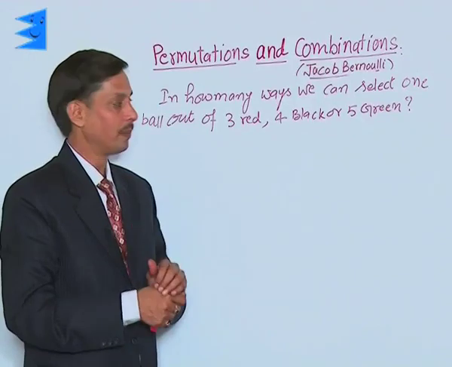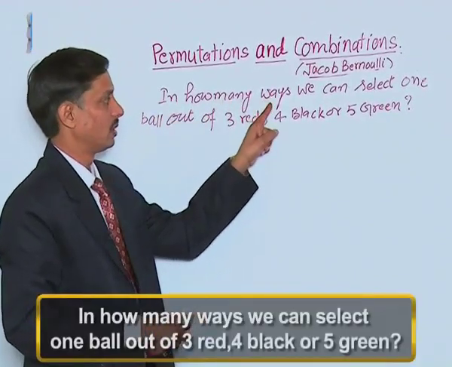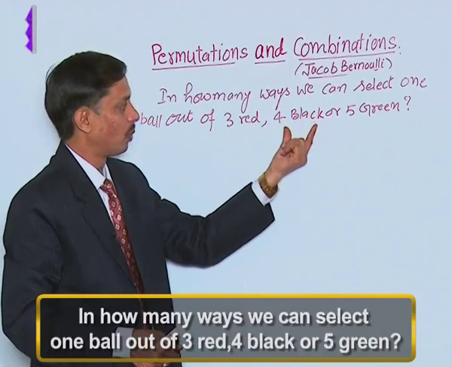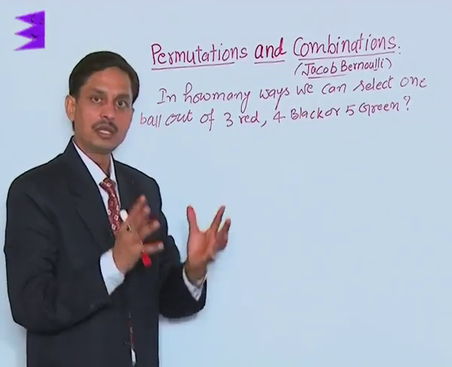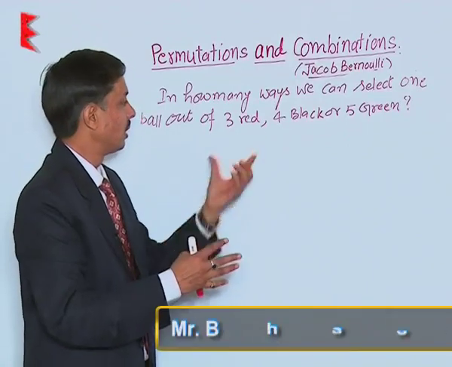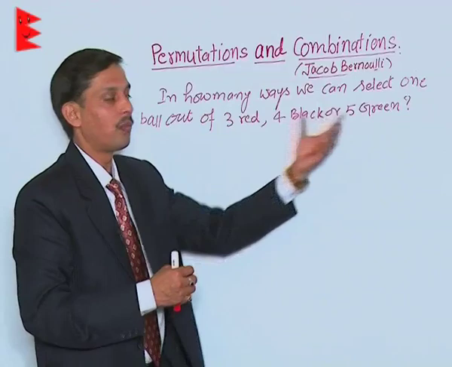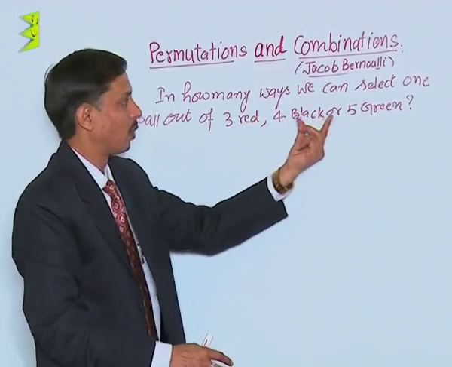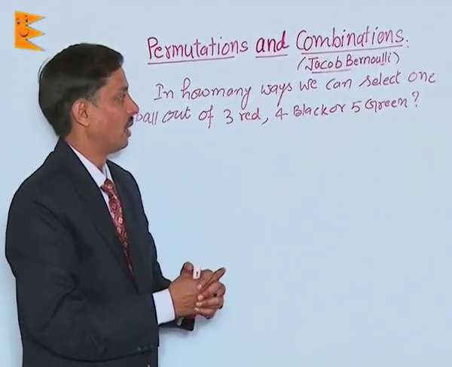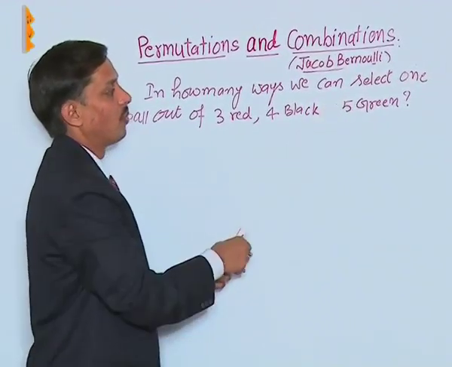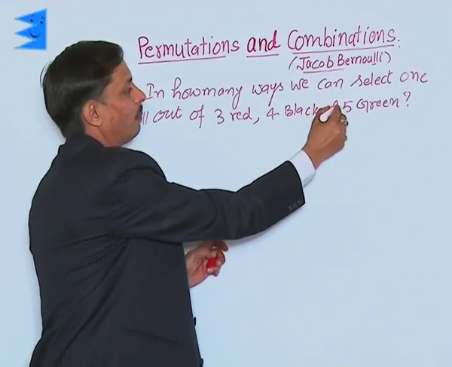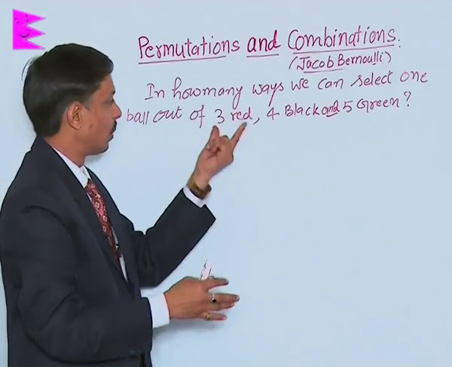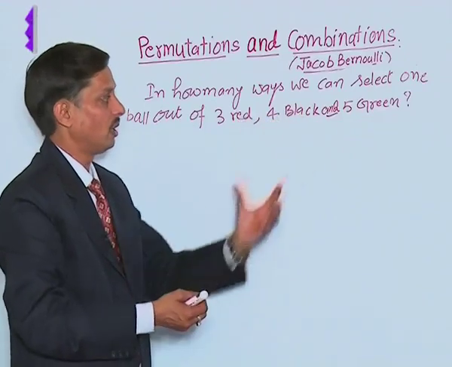I am taking another example: in how many ways can we select one ball out of 3 red, 4 black or 5 green? That is, there is a bag having 3 red balls, 4 black balls and 5 green balls. One compartment of the bag has 3 red balls, another compartment has 4 black balls, and the last compartment has 5 green balls. How many balls would we like to select? We would like to select only one ball. That is, either the ball will be of red color or of black color or of the green color.